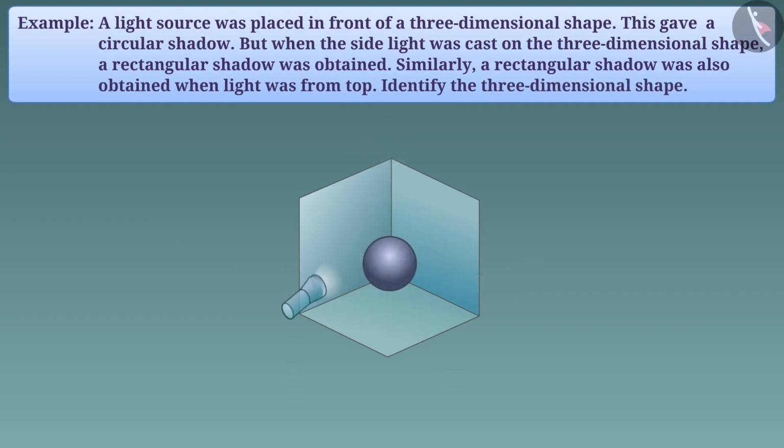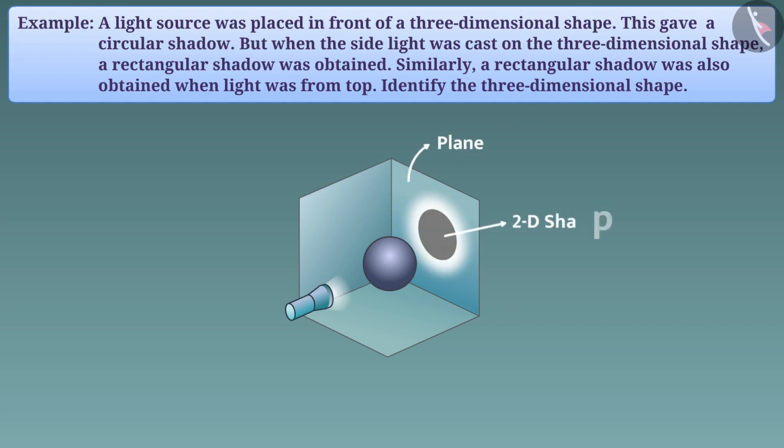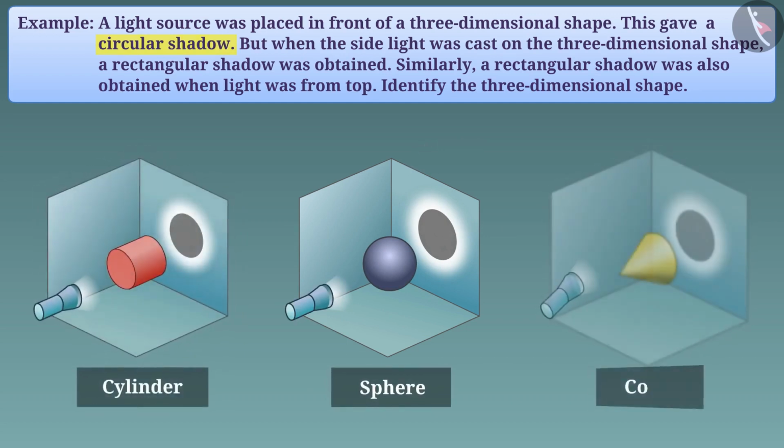When a light source is placed in front of a three-dimensional shape, we get a shadow. The received shadow is in a plane. That is, the obtained shadow is a 2D shape. A circular shadow is obtained by highlighting the three-dimensional shape from the front. This is possible only when the three-dimensional shape is a sphere, a cylinder or a cone.